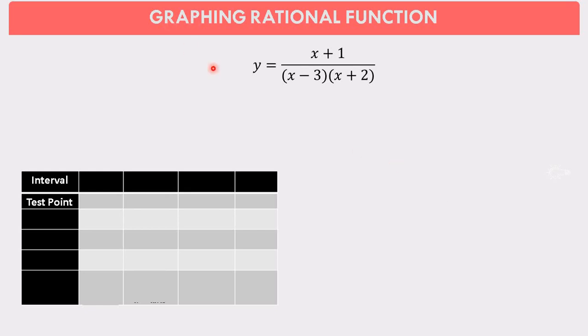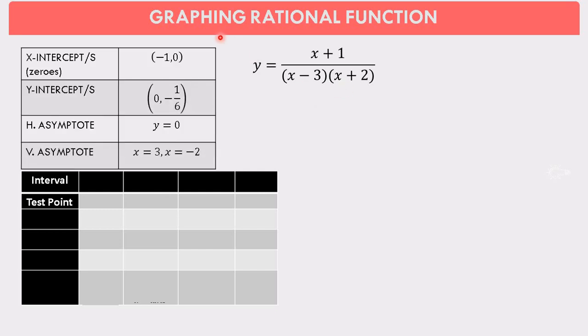So next function, we have y equals (x plus 1) over (x minus 3)(x plus 2). Using the information we gathered a while ago: x-intercept (negative 1, 0), y-intercept (0, negative 1/6), horizontal asymptote y equals 0, and the two vertical asymptotes, x equals 3 and x equals negative 2.